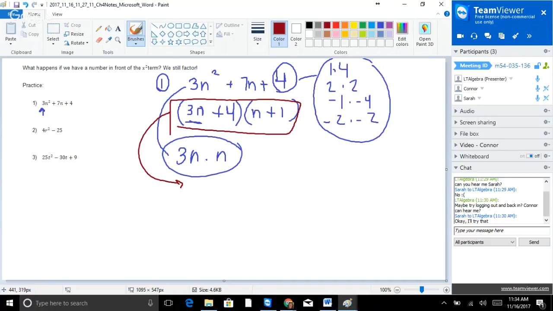So I do 3n times n, 3n squared. So that's my first. My outside is 3n times 1, so plus 3n. My inside is 4 times n. And my last is 4. And these two add together to make 7n, so this is a check.